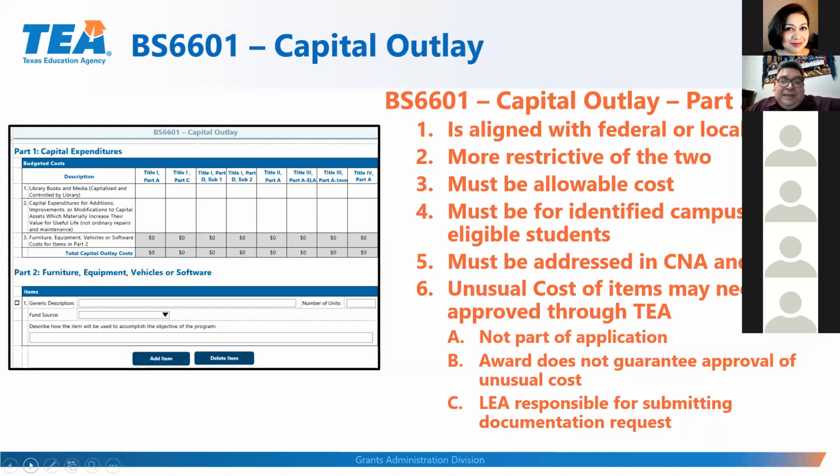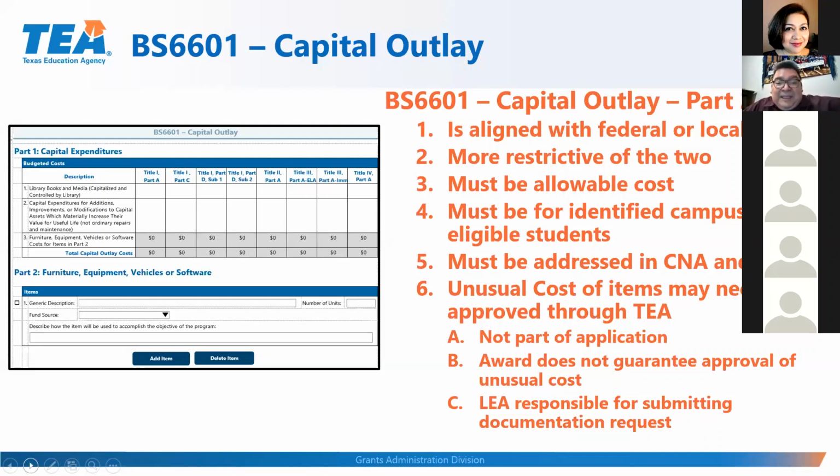And as a caveat, if it's an item that's an unusual cost, it may require approval. Sometimes we see things that are not normally budgeted. We won't go back and have you remove it. We will just remind you that you may need to complete a form for unusual cost items, on that requiring specific approval.